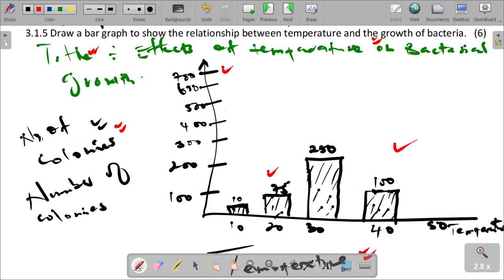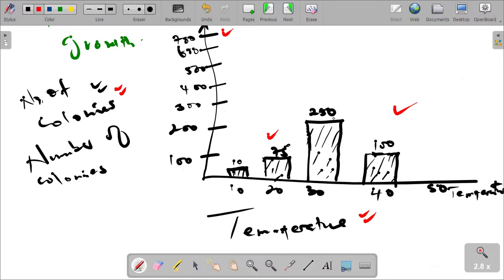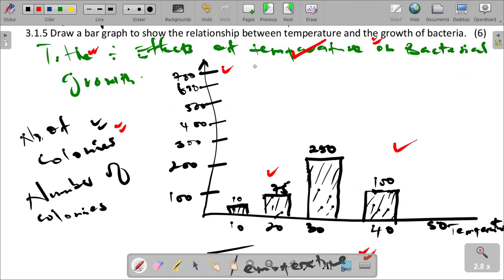So we have drawn the graph: effects of temperature on bacterial growth. That's the title which we have given our graph, which is quite correct. And then we want to go to the next question.